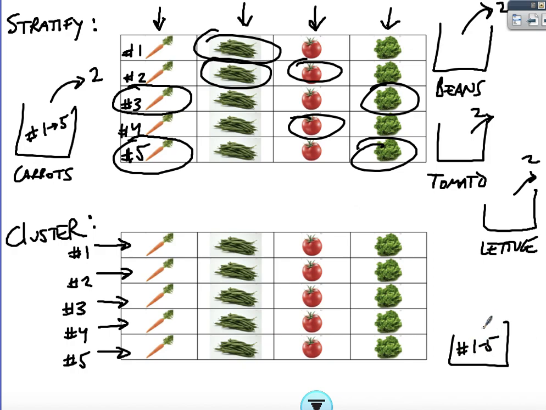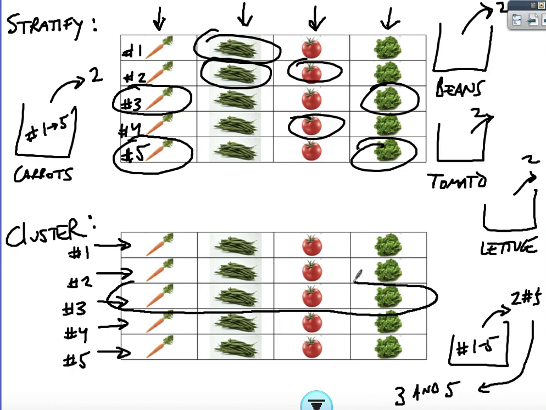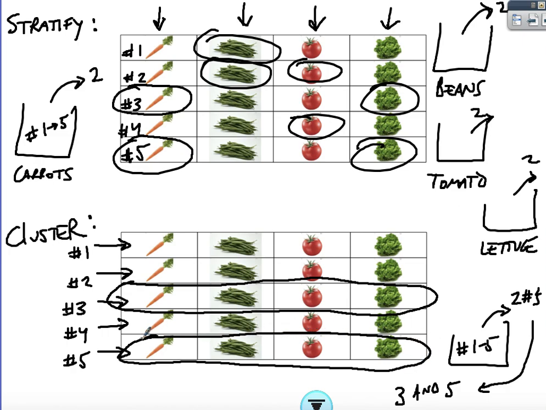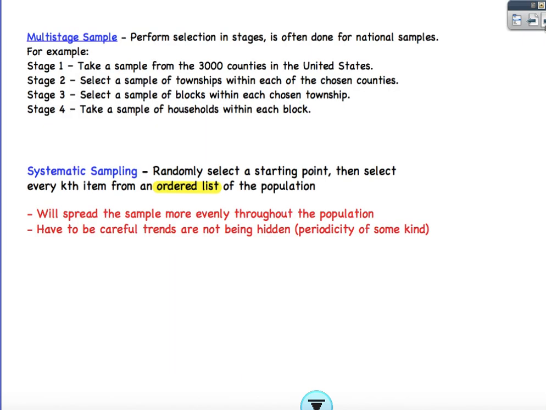And then maybe I would draw out 2 numbers. And let's say that those 2 numbers were, let's say, a 3 and a 5. Okay, well then that means I'm going to take everything in group 3 and everything in group 5. Okay, so do you see kind of the difference between stratifying and cluster? That's going to take a little bit of time to remember.